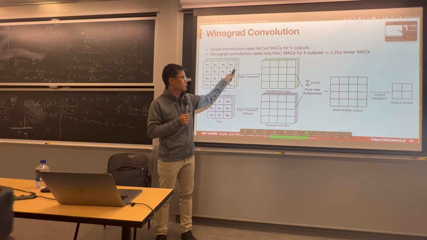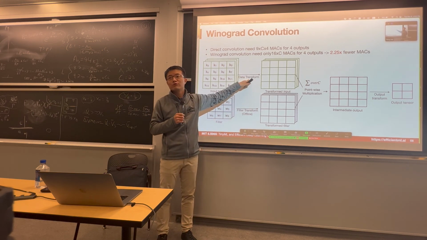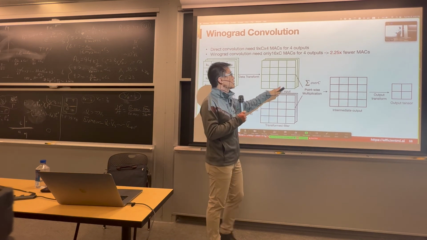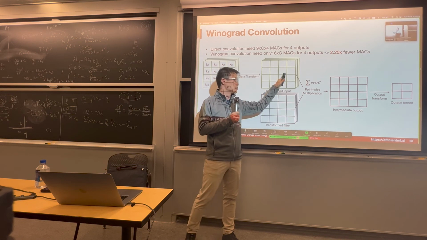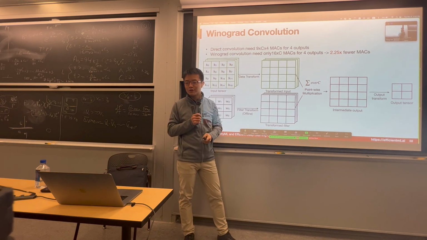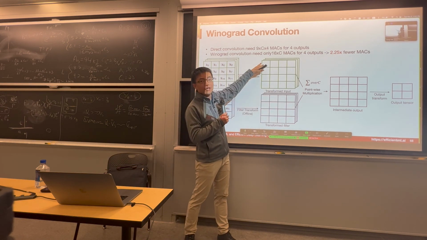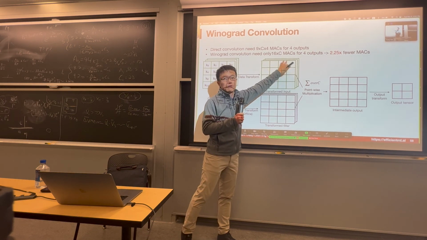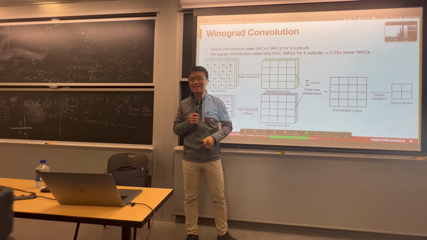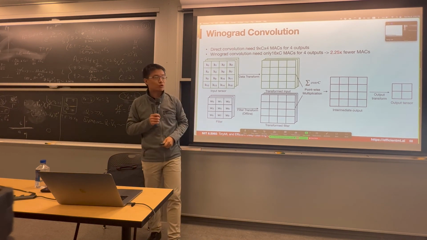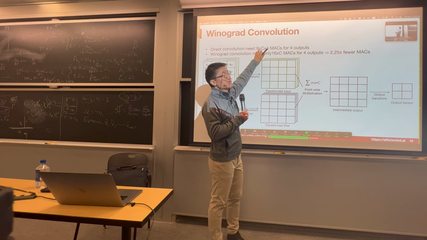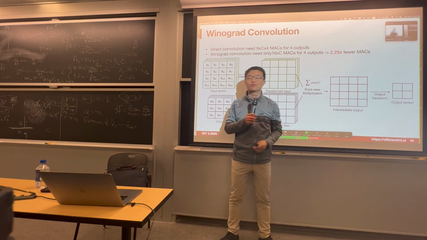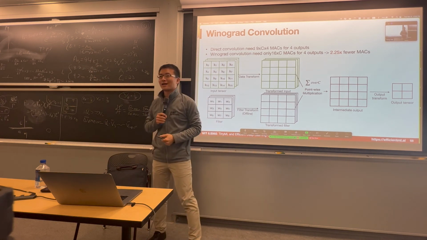So if we do not consider this data transform, which can be done by shift operations, and if we just consider these element-wise multiplications, how many MACs do they require? 4x4 by C, so that's 16C MACs. Previously, we required 36C MACs. Now it's only 16C MACs. That's 2.25 times fewer MACs.